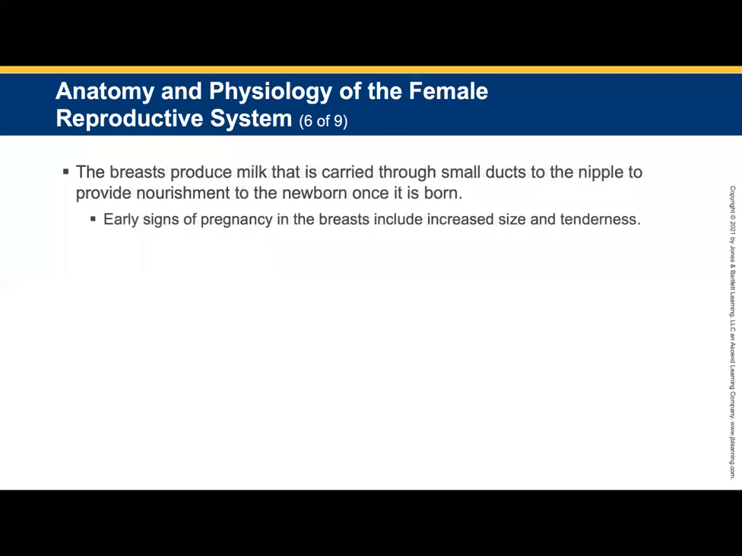All right, so here, in a pregnant woman, the breast produces milk that is carried through the small ducts to the nipple and provides nourishment to the newborn once it is born. Your screen shows early signs of pregnancy. The breasts include increased size and tenderness.